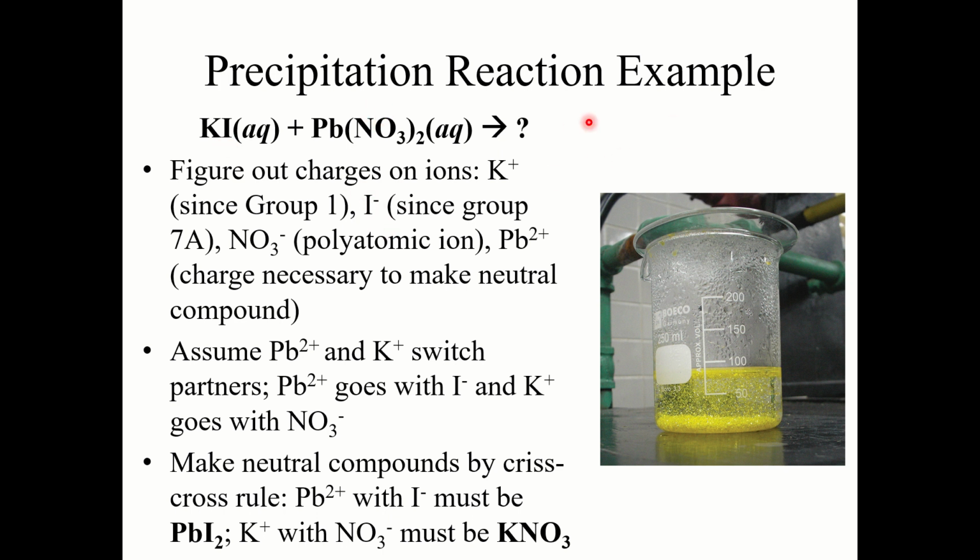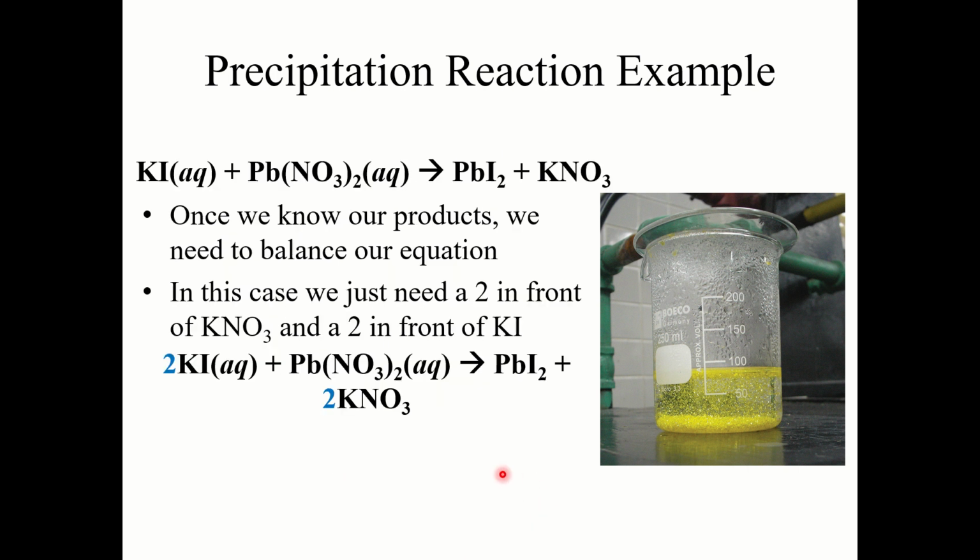So now to predict your products, you want to make neutral compounds by using the crisscross rule. So Pb2+ is reacting with I-. Based on the crisscross rule, the neutral compound should have a formula of PbI2. K+ is going with NO3-, so since they both have charges of 1, that compound must have a formula of KNO3. Now what you need to do here is balance.